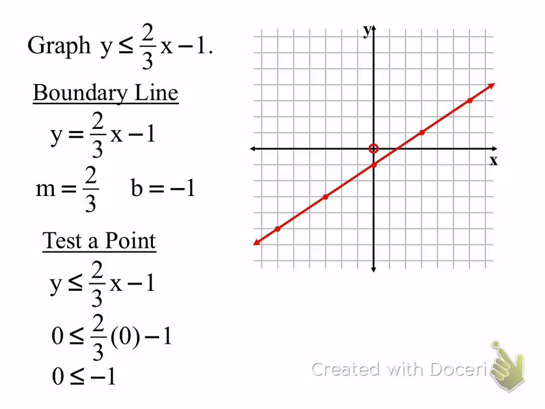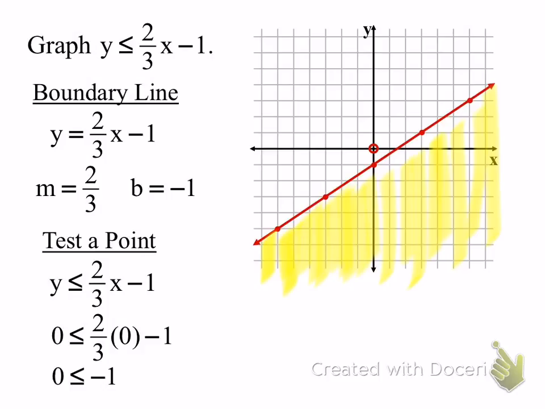So when it's false, we shade the opposite boundary area. If it's true, I would shade that side. Since it's false, I go to the other side of the line and I shade in that area. When it's false, I go to the opposite side of where the test point is.